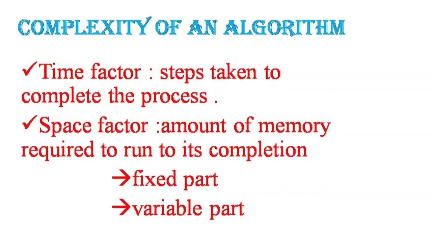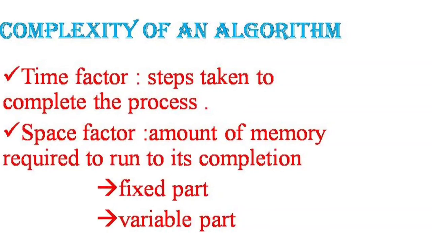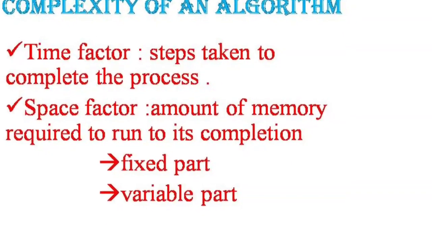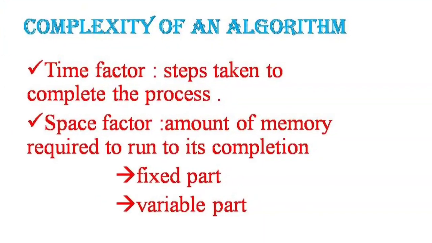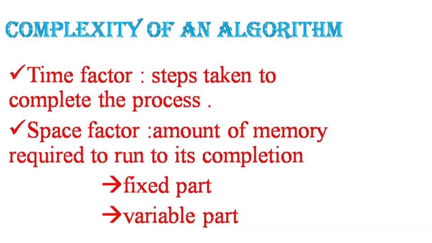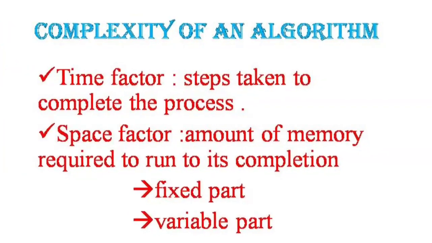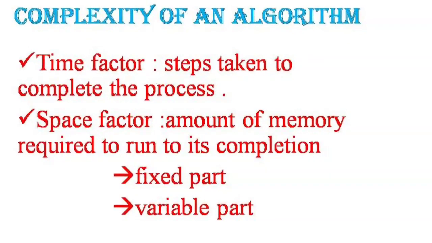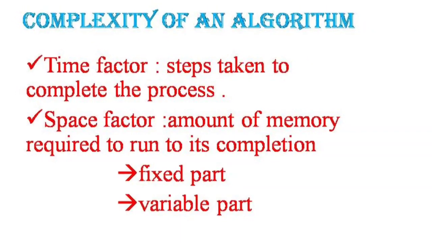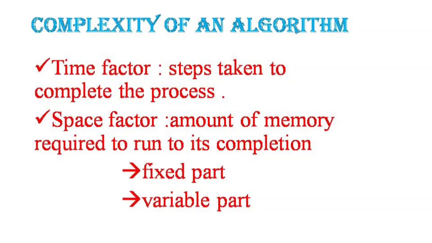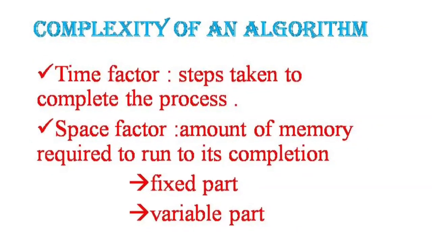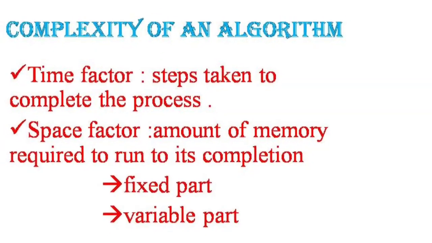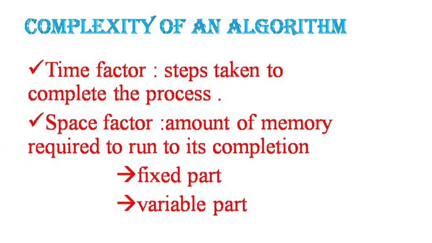Now, complexity of an algorithm. Two main factors, time factor and space factor. Space is memory. The time complexity of an algorithm is given by the number of steps taken by the algorithm to complete the process. Space complexity of an algorithm is the amount of memory required to run to its completion. It has two components, fixed part and variable part.